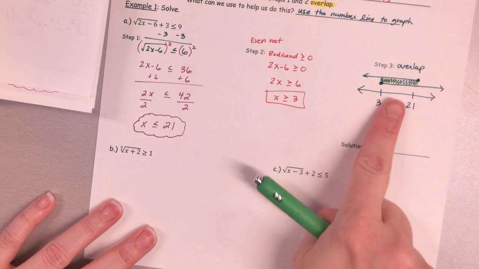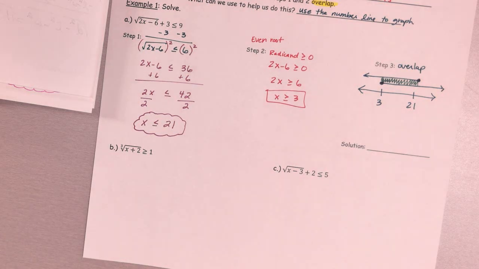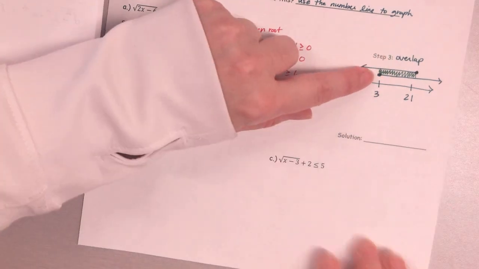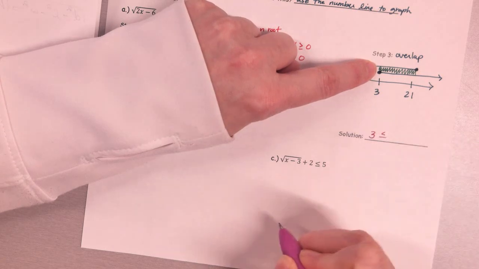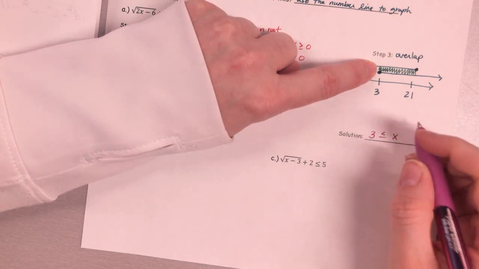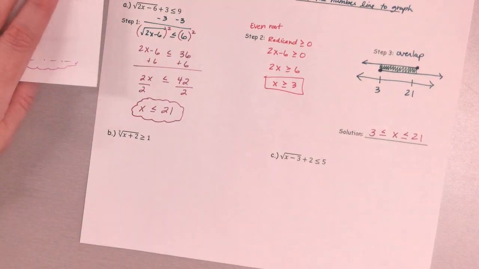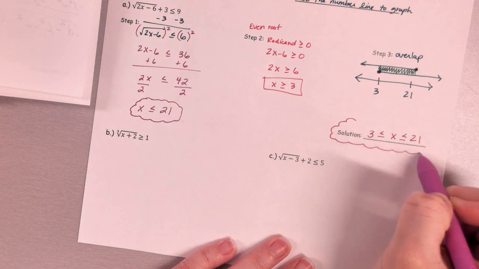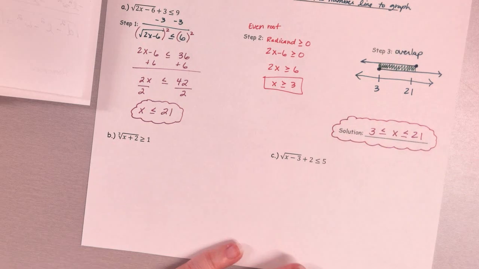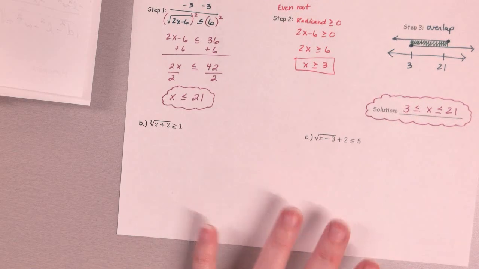Are you guys pretty confident about writing this as a solution? So you're going to start where the overlap is, which is at what number? 3. Okay, so we're going to start at 3. And then because it's a closed circle, you have less than or equal to x. And then that would be less than or equal to 21. Okay, if there wasn't an overlap between them, do you guys know what you would write for your solution? No solution. No overlap means you would have no solution.